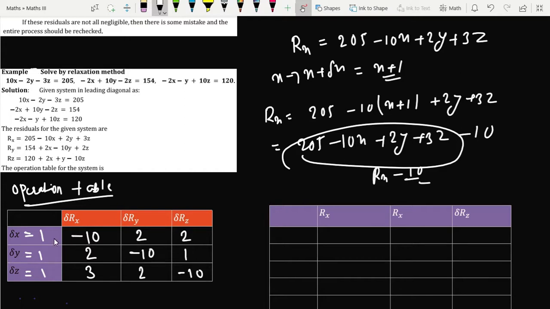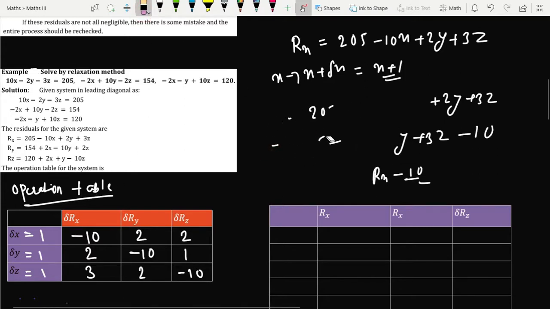For delta x equal to 1, we focus on the coefficient of x only and write in the first row: minus 10, 2 and 2. For delta y equal to 1, we focus on the coefficient of y and write in the second row: 2, minus 10, plus 1. And for delta z equal to 1, we focus on the coefficient of z and write in the third row: 3, 2, minus 10. So this is the operation table.